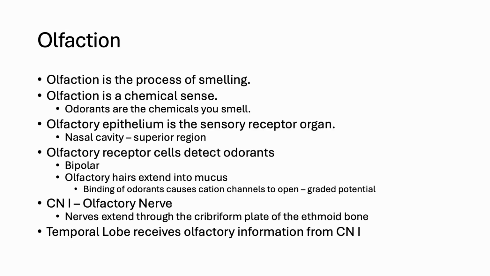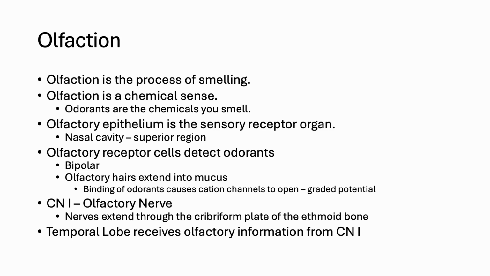You have a special epithelium in your nasal cavity called the olfactory epithelium, and that is what we would call our sensory receptor organ. Within that organ, we have olfactory receptor cells. These have little cilia, or hair extensions, that extend into the mucus. These are the cells that allow us to detect odorants. These are bipolar neurons, so they have one dendrite that branches into these hairs that go into the mucus, and one axon.